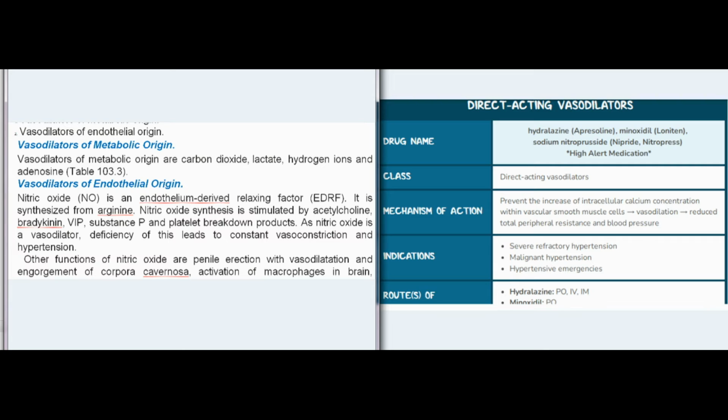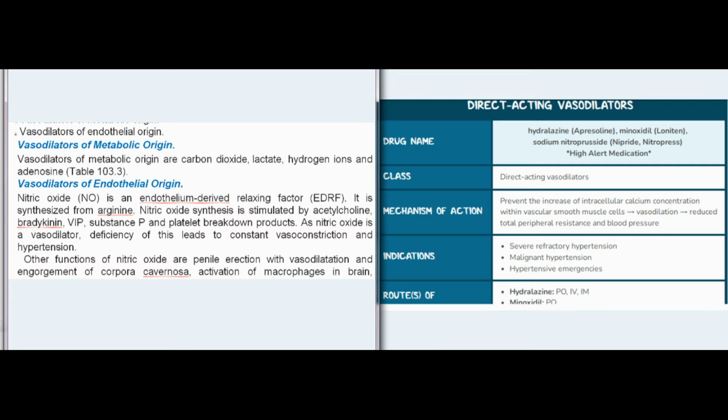Vasodilators of endothelial origin. Nitric oxide, NO, is an endothelium-derived relaxing factor, EDRF. It is synthesized from arginine. Nitric oxide synthesis is stimulated by acetylcholine, bradykinin, VIP, substance P, and platelet breakdown products. As nitric oxide is a vasodilator, deficiency of this leads to constant vasoconstriction and hypertension.